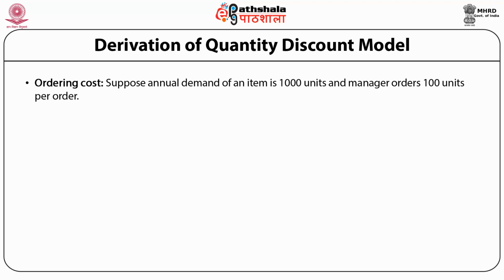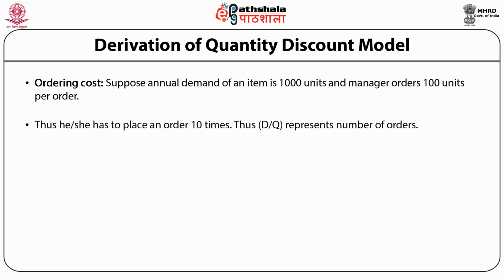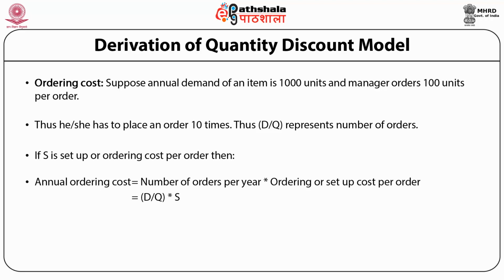Ordering cost. Suppose annual demand of an item is 1000 units and the manager orders 100 units per order. Thus, she has to place an order 10 times. Thus, D divided by Q represents the number of orders. If S is the setup or ordering cost per order, then annual ordering cost equals number of orders per year times ordering or setup cost per order, equal to D upon Q into S.